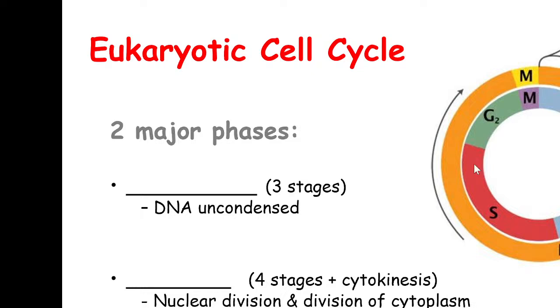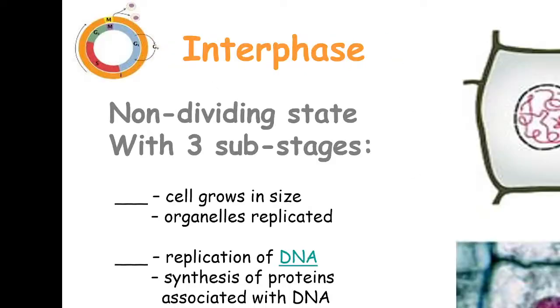What is the preparation for? Division. So it prepares for division, and this much long time is taken for it. So this is the preparative phase, that is interphase, and this is the division phase. These are the two major phases of the eukaryotic cell during mitosis. Interphase is a non-dividing state with three substages.